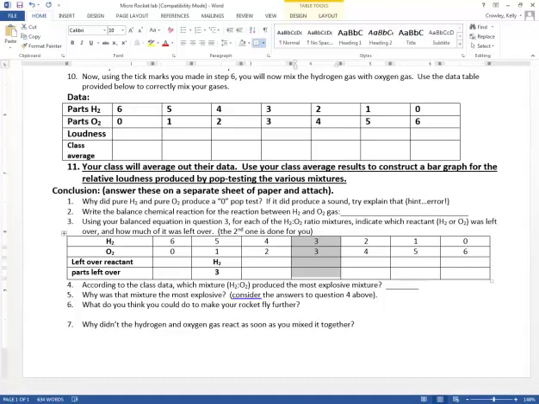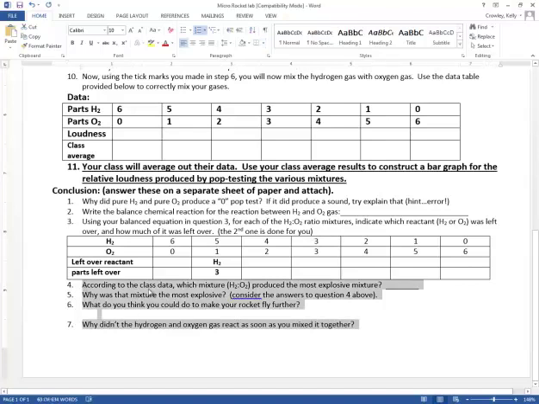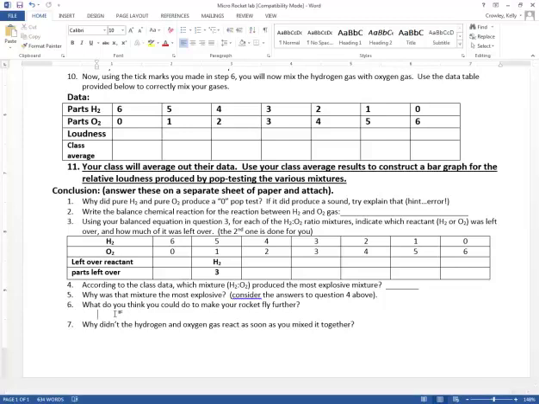All right, ladies and gentlemen, I'm not going to help you with the remainder. I hope that helped you a little bit. Make sure you do your post-lab questions right underneath here according to the class data. Make sure you look at the class data. It says, why was that mixture the most explosive? Please consider the answer to question number 4 right above there. And then what do you think you could do to make your rocket actually fly farther? Not make a louder pop, but actually fly farther. So consider that one. There's a bunch of different answers that are acceptable.